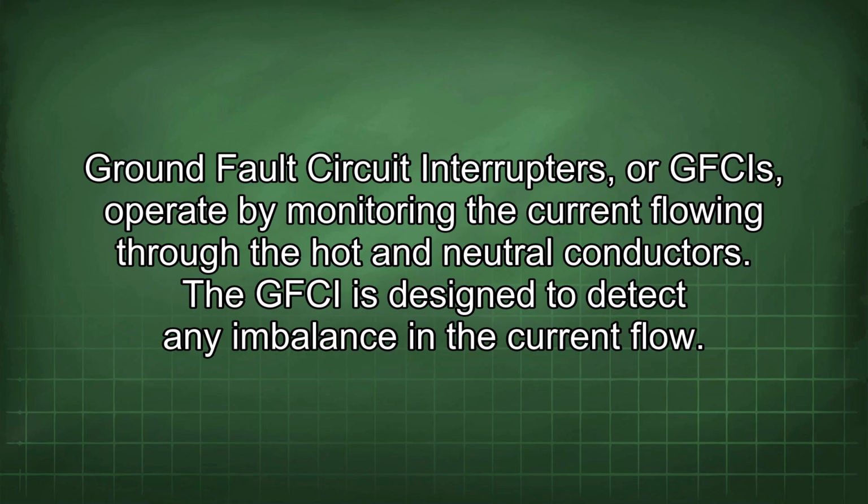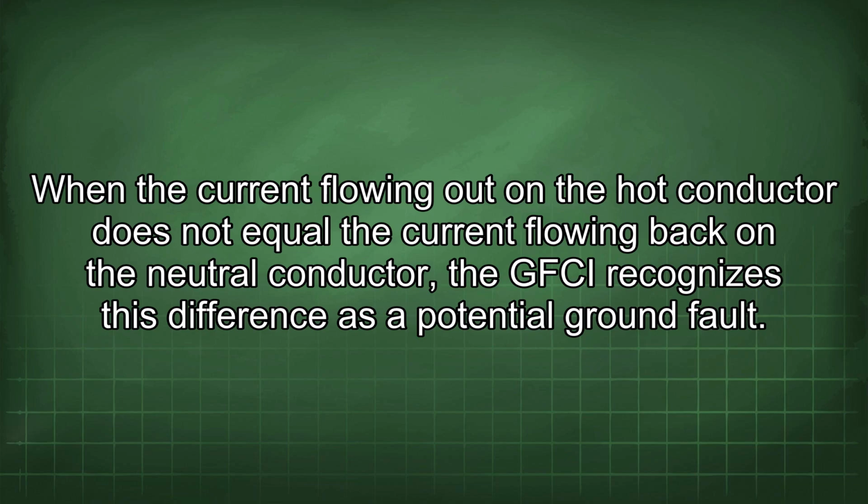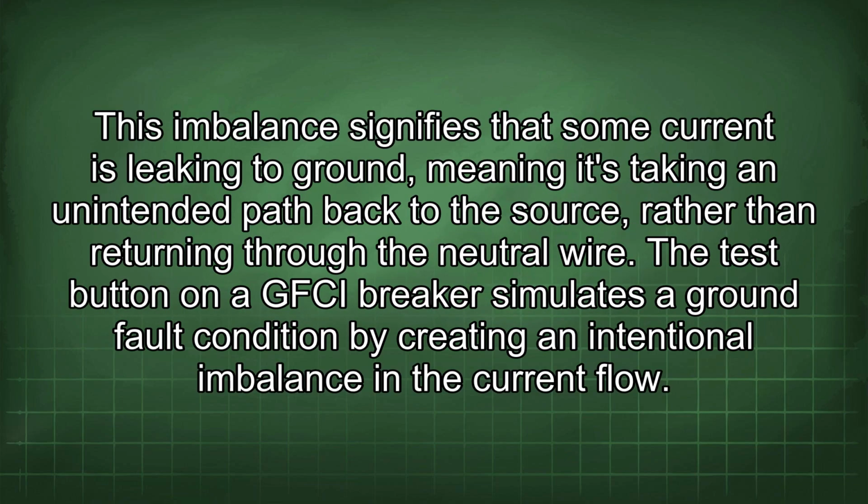Ground fault circuit interrupters, or GFCIs, operate by monitoring the current flowing through the hot and neutral conductors. The GFCI is designed to detect any imbalance in the current flow. When the current flowing out on the hot conductor does not equal the current flowing back on the neutral conductor, the GFCI recognizes this difference as a potential ground fault. This imbalance signifies that some current is leaking to ground, meaning it's taking an unintended path back to the source rather than returning through the neutral wire.